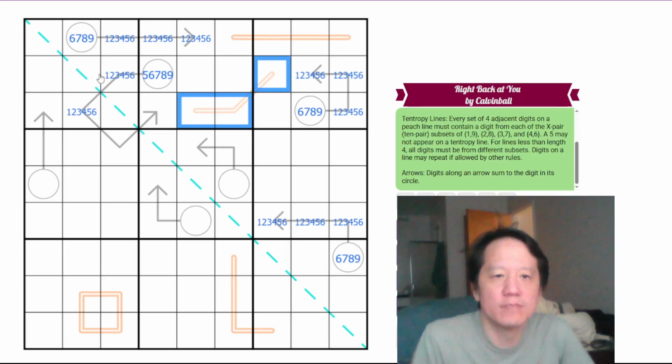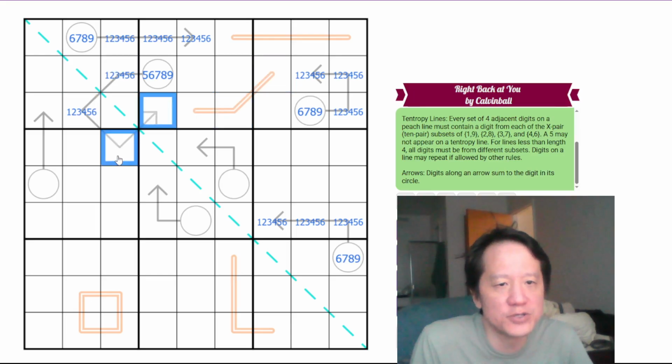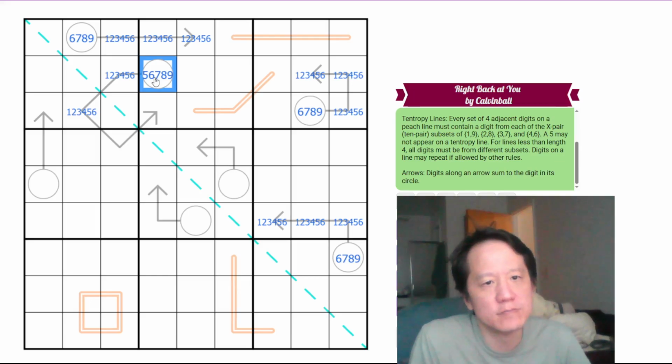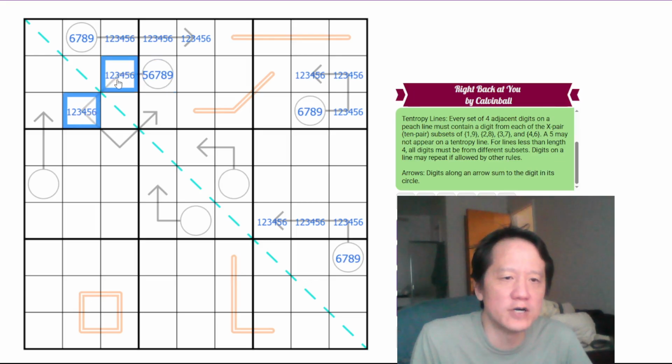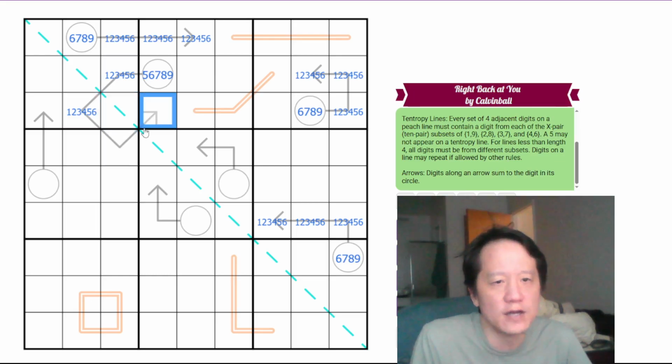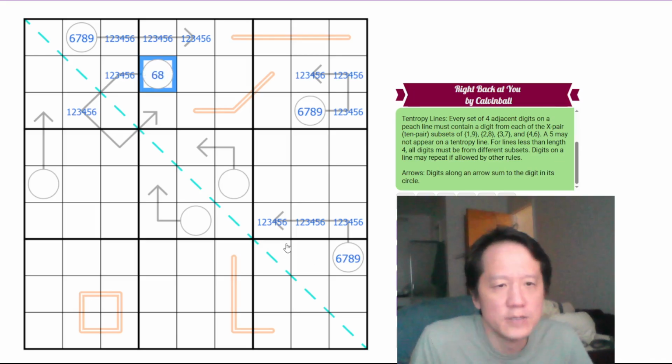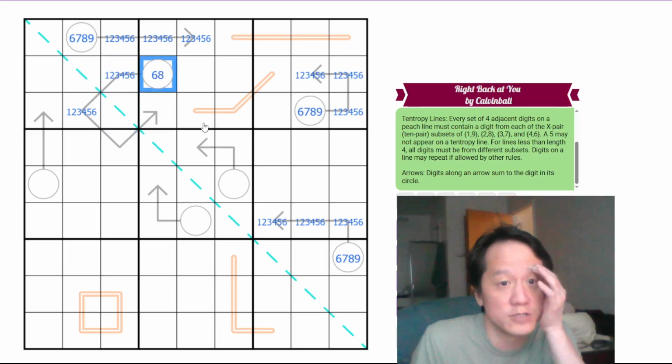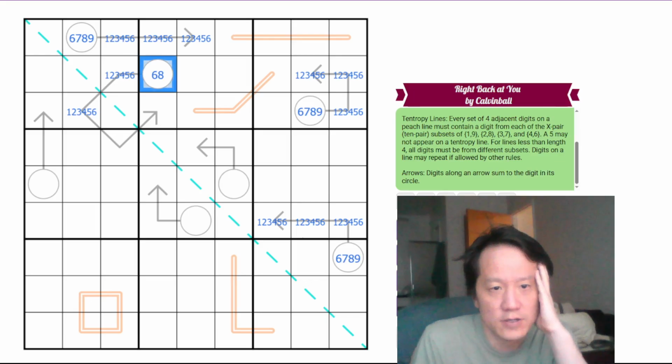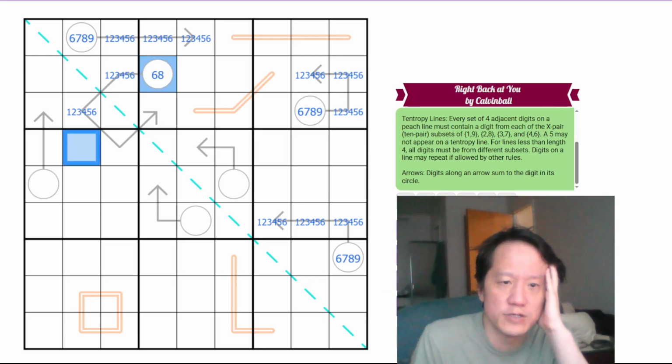Oh, wait. These are the same parity. This must be an even digit then. Right? Same parity. If they're odd and odd, they add up to an even digit. If it's even and even, obviously it adds up to an even digit. So this must be even no matter what. Because these are the same parity, and they add up to an even number, this adds up to an even number, which adds up to an even number either way. So this is even, which forces this cell to be even also.